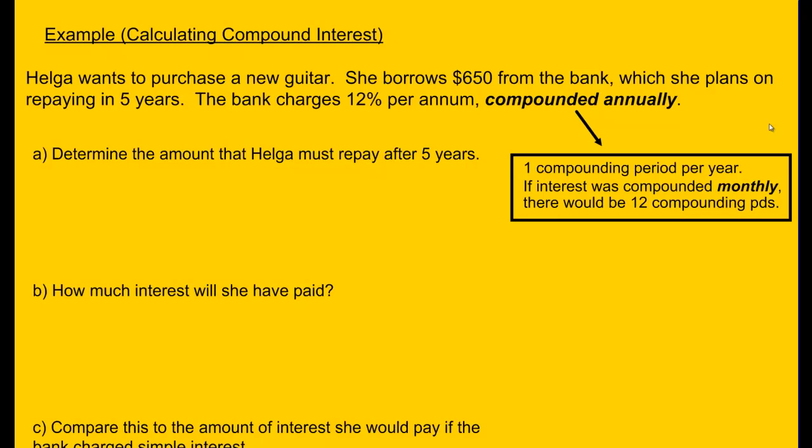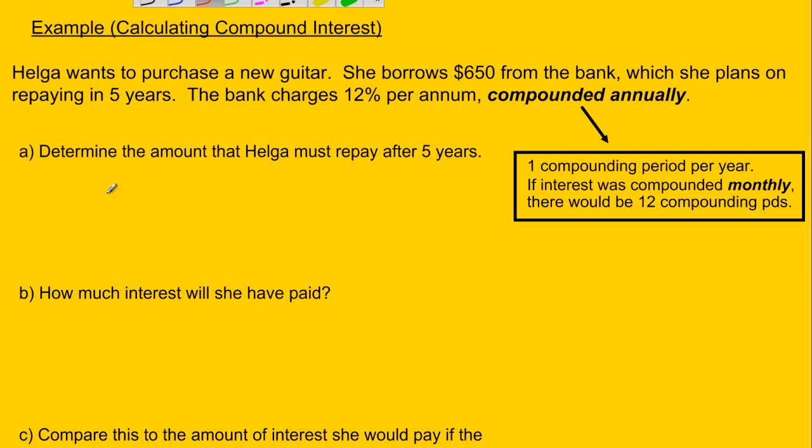So here's part A. Determine the amount that Helga must repay after the 5 years. Well, we've been told what the formula was for compound interest. The amount after the term is equal to P times (1 plus i) to the exponent n. The P is our principal, so our principal was $650. i was our interest rate calculated on a yearly basis. So because this is 12% per year, our interest rate is 12%, or 0.12.